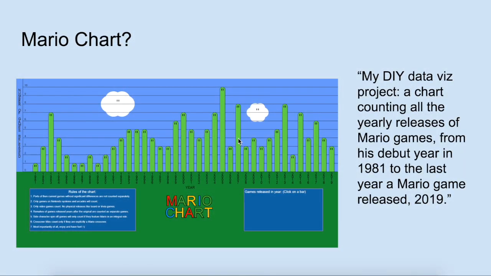Here's one that clearly shows the student was working with data that he or she was really interested in. First of all, I love the title Mario Chart, which is a play on Mario Kart. And the explanation over here is fairly complicated. And if you look at the fine print, I know it's an eye chart, the rules of the chart at the bottom, a lot of thought went into classifying how these games get counted.